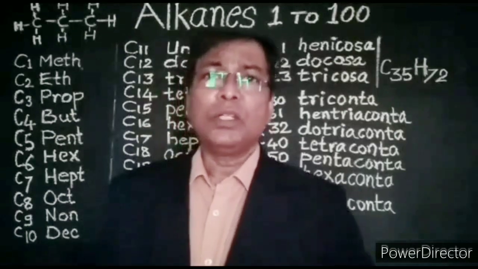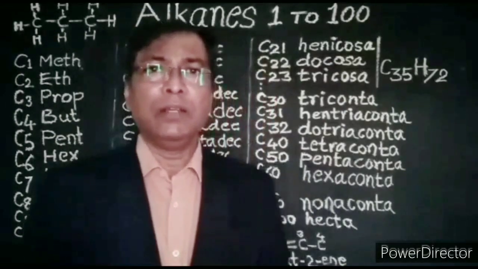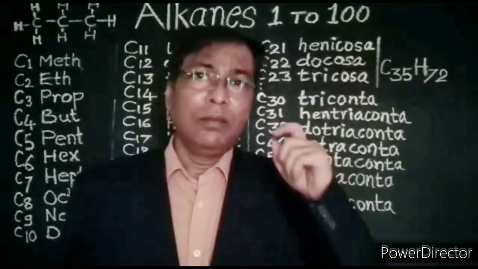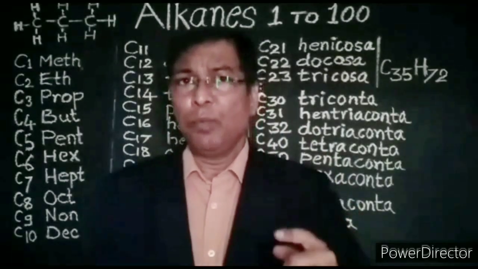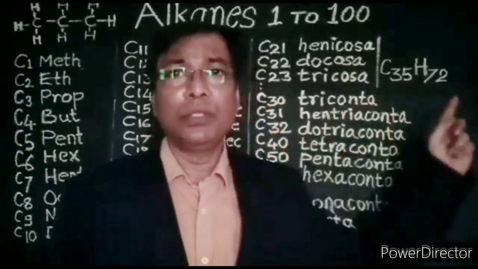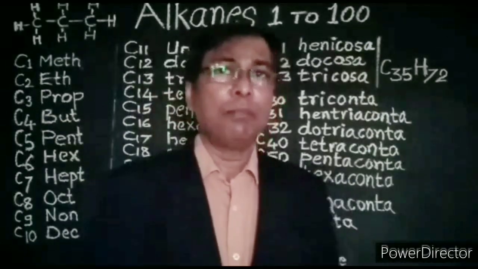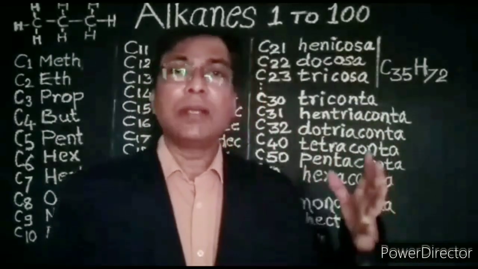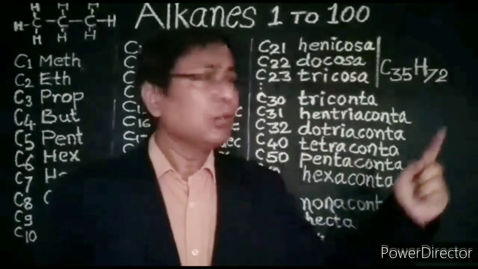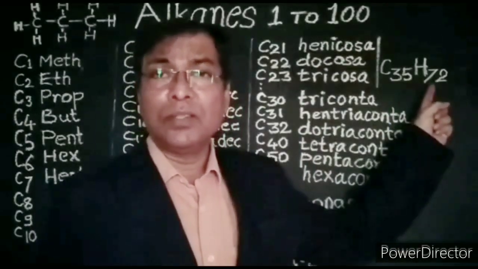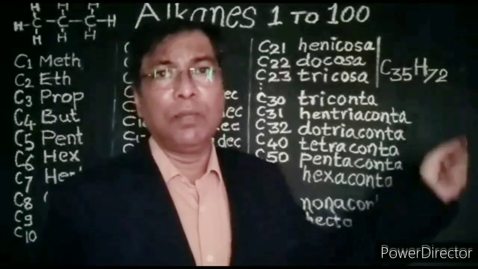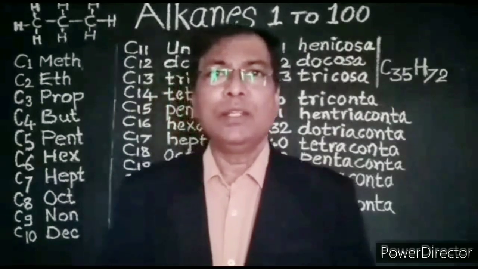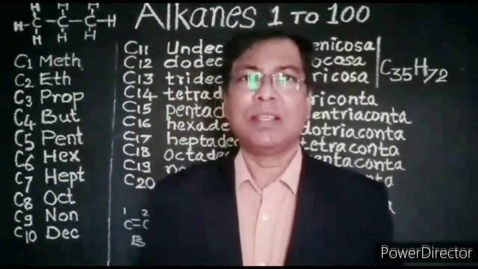If a question is asked, what is the IUPAC name of the normal alkane with the formula C35H72? If we don't know the counting of carbon atoms, then it is impossible to give the IUPAC name of this compound. The IUPAC name of this compound is pentatriacontane. Penta means 5, triacontane means 30. Total 35 carbon atoms are present in this molecule. Therefore, its IUPAC name is pentatriacontane.